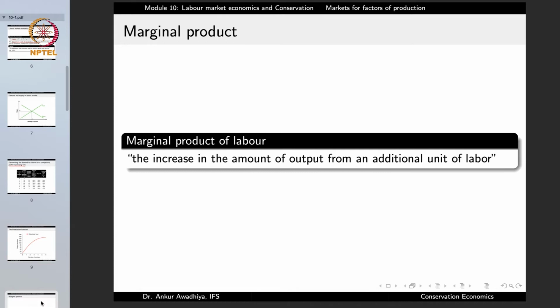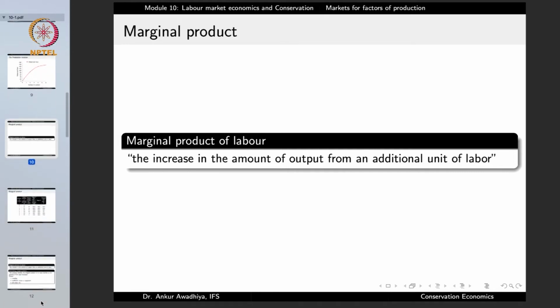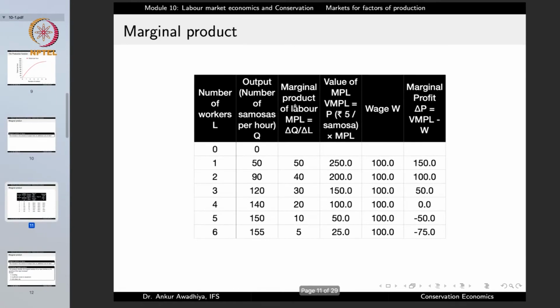The marginal product of labor is the increase in the amount of output from an additional unit of labor. So you are adding one more labor. What is the increase in the output, which is what we calculated here.